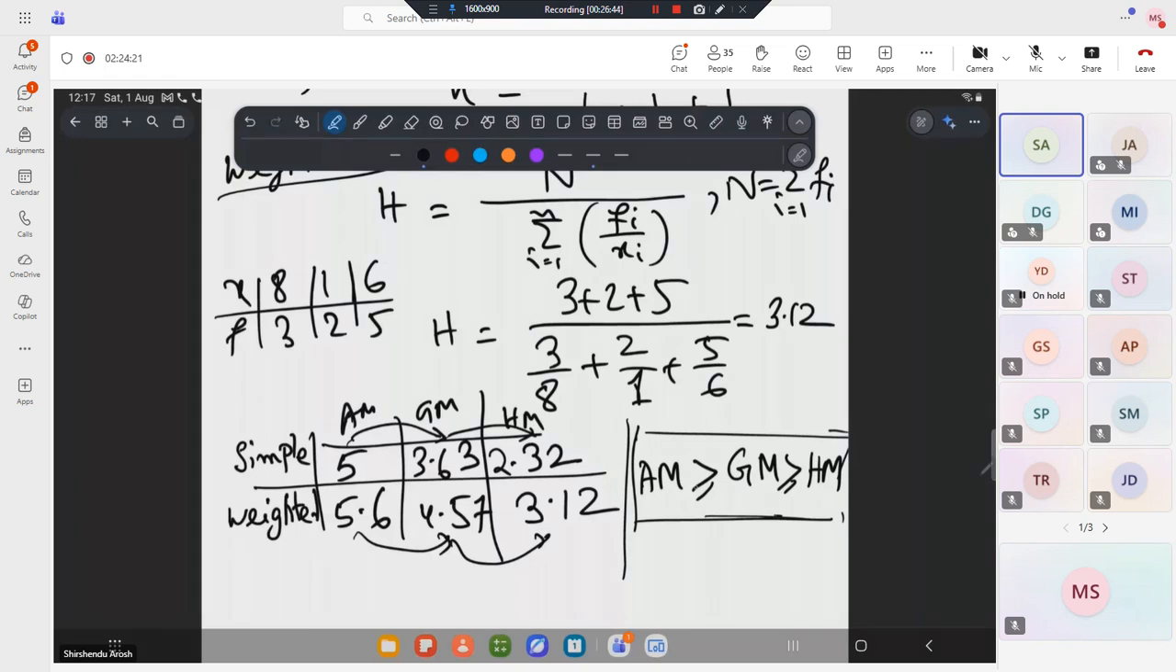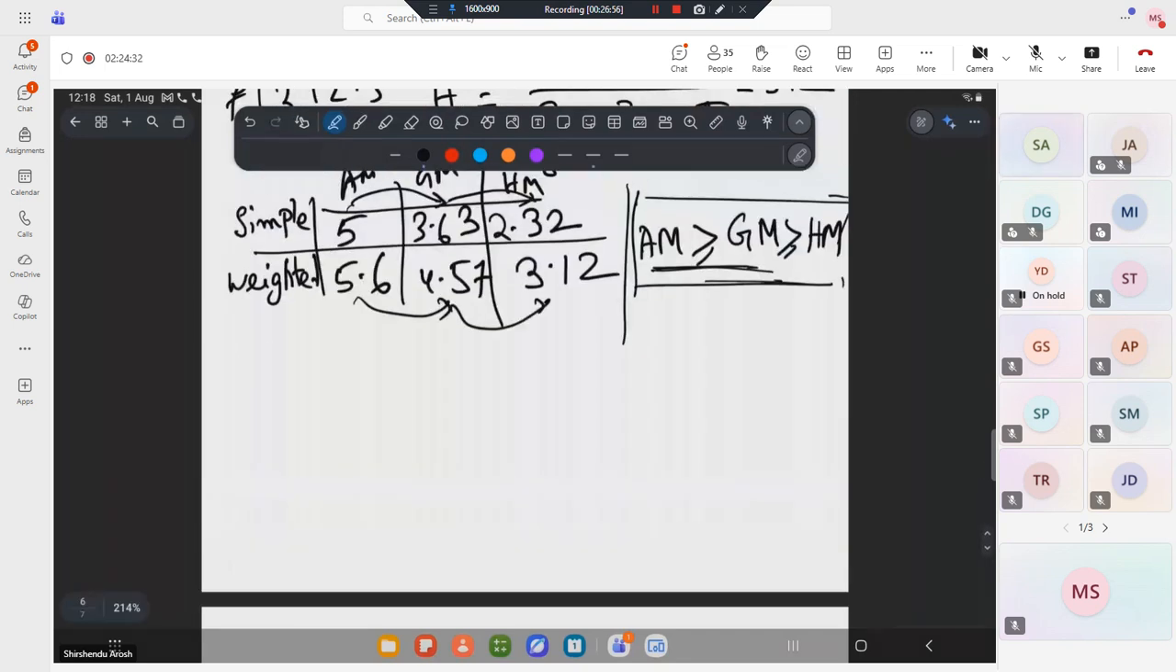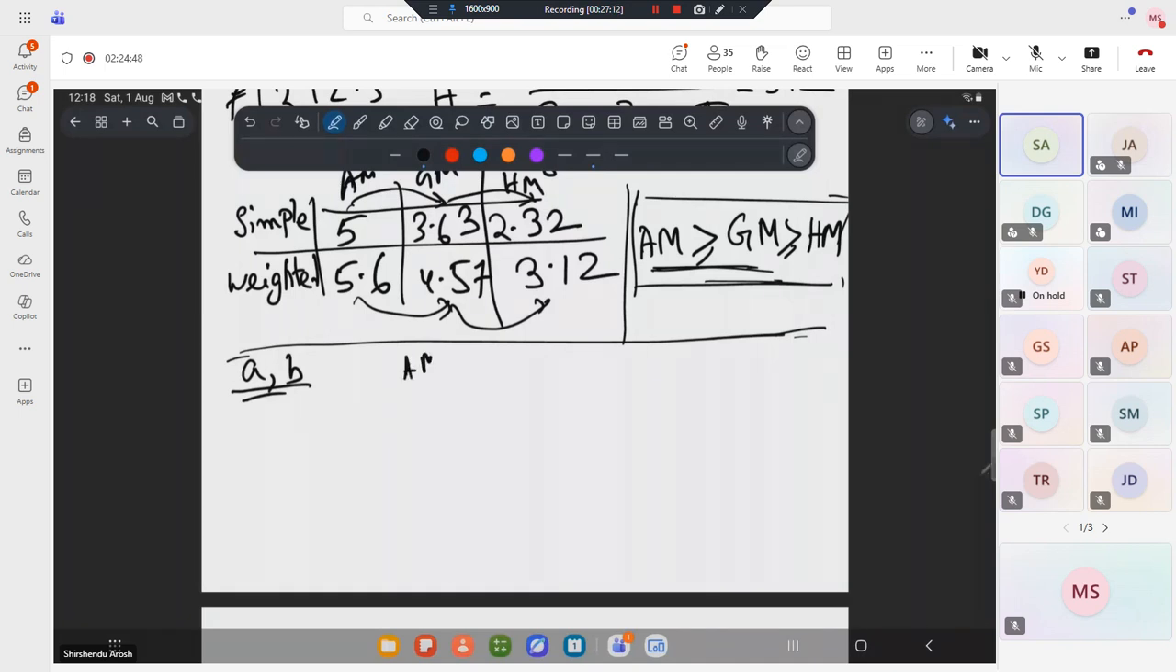I'll just show you quickly that this always happens for AM and GM, using a small algebraic way. Suppose somebody asks you: for any two numbers a and b, which are non-negative, typically positive numbers, can you show that AM is always greater than or equal to GM? How can I show that using only very basic statistics?